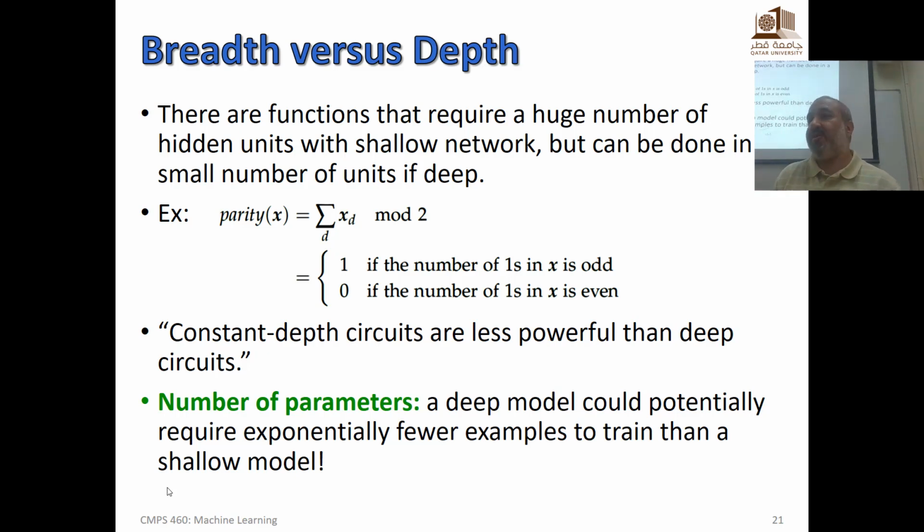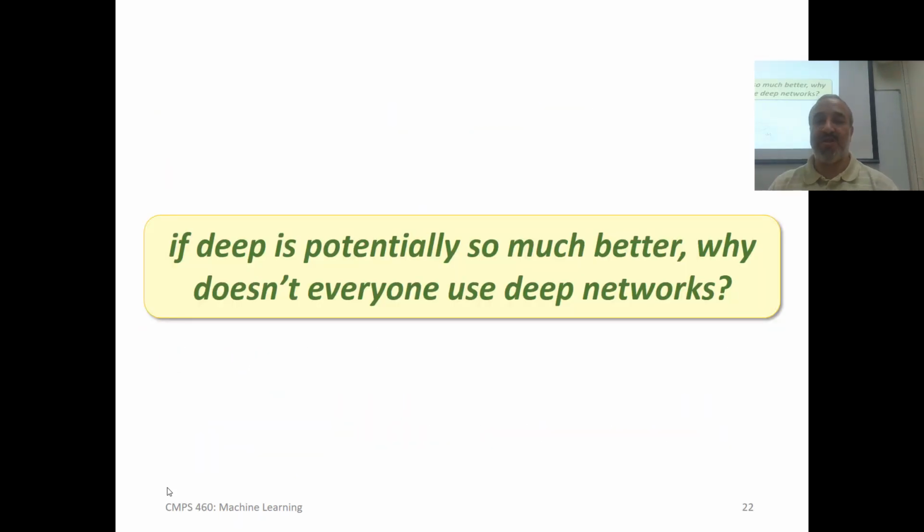Then maybe we don't need 2 layers, right? So we started with the opposite question. 2 layers are great because they are very powerful. Then we said that they are powerful, but maybe they will take much longer time in training. We need a deeper network so that we can avoid this excessive training time. Does that mean that we don't need a 2-layer network? Maybe we can do everything with deep. That's the question here. If deep is potentially so much better, why doesn't everyone use deep networks? Which means that still we are using shallow networks.